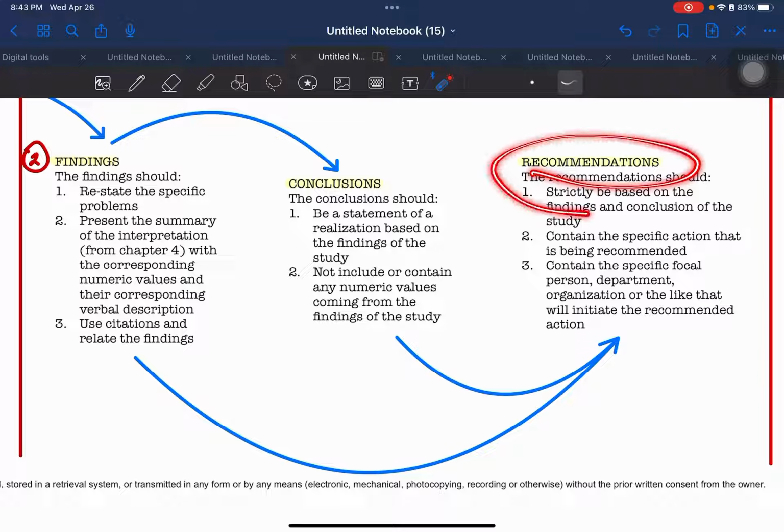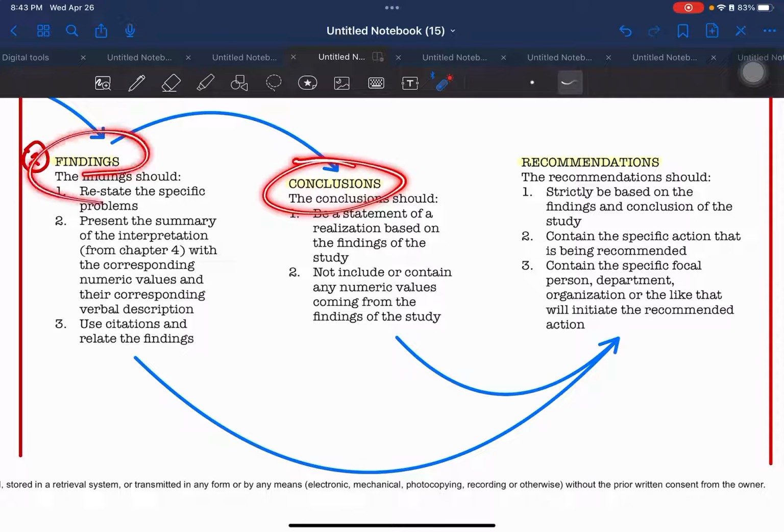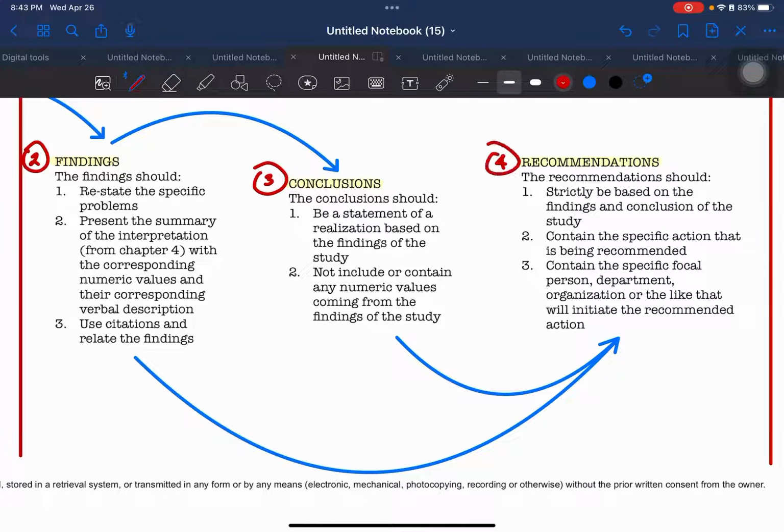The recommendation should be written based on the conclusion and the findings of the study. So, let us put the numeric marker. So, this is the 3rd part, and the 4th part is the recommendation. So, again, to reiterate and to emphasize, the recommendation should be based on the conclusion and findings of your study.